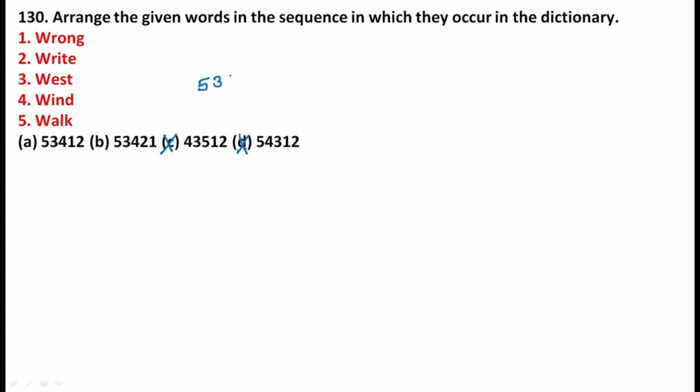Next one is wind, so 534, 534. Observe wrong and right. W or WR is common. Take the third letter: here O, here I. I comes prior to O. That's why the next word in the dictionary is right and the last one is wrong. So now the answer is 53421. Now you can choose your option, which is B.